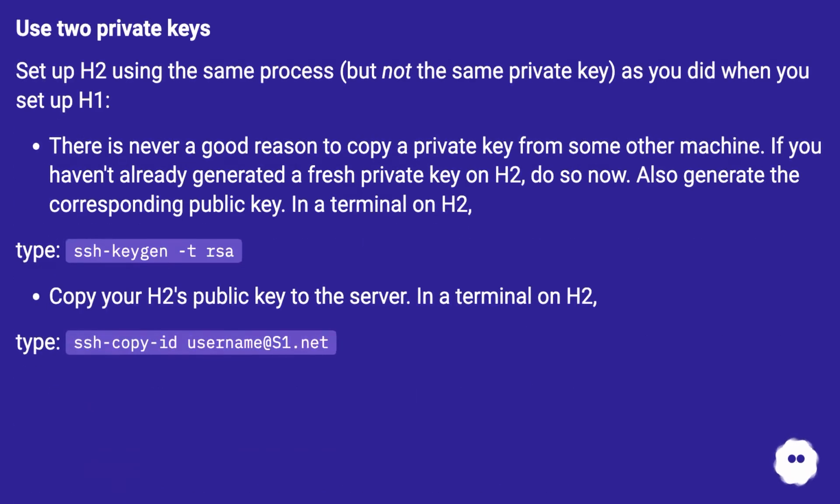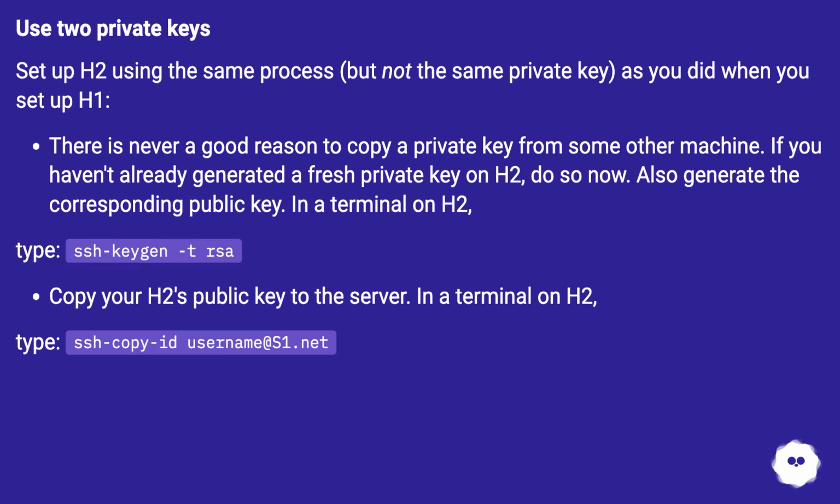Use two private keys. Set up H2 using the same process, but not the same private key, as you did when you set up H1. There is never a good reason to copy a private key from some other machine. If you haven't already generated a fresh private key on H2, do so now. Also generate the corresponding public key. In a terminal on H2, type ssh-keygen.